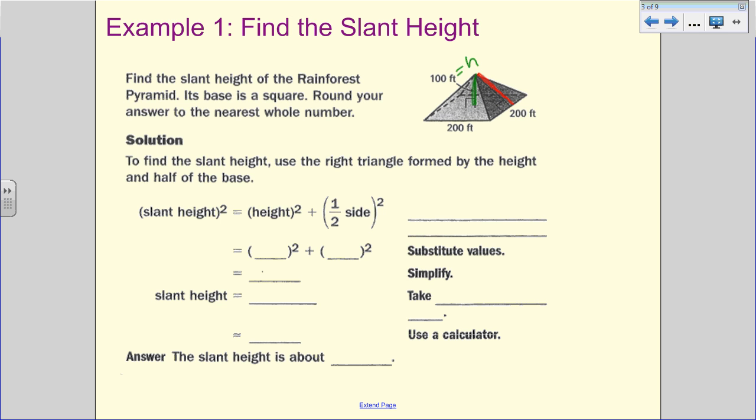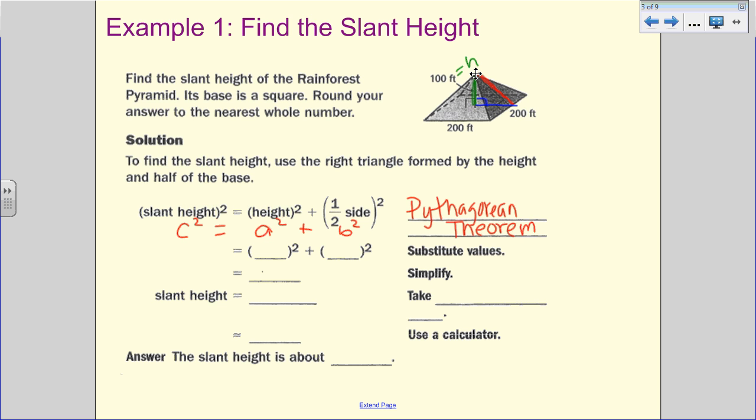So to do that, we need to use the right triangle formed by the height and then half the base. So we have a right angle here. So we know that the slant height squared, so this is similar to C squared, is equal to A squared plus B squared. This is the Pythagorean theorem that we're using here. And we just used that recently for one of our problems. All right, so we're going to plug in what we know.